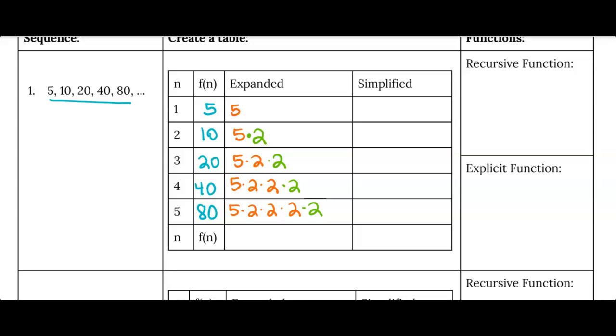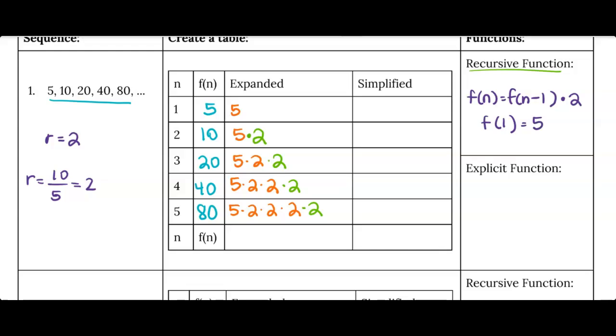So before we get to simplify, let's write our recursive. So we found that we are multiplying by 2 because our r value is 2. Remember, r is equal to the second term divided by the first term, which gives us the 2 if you're having trouble seeing that. So my recursive function is f of n is equal to f of n minus 1 multiplied by 2 with a first term equal to 5.